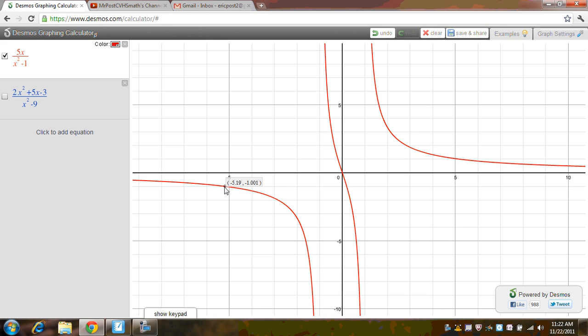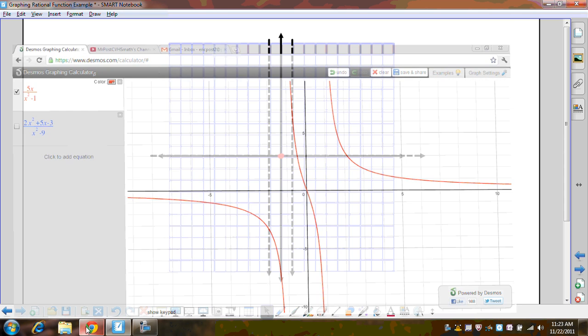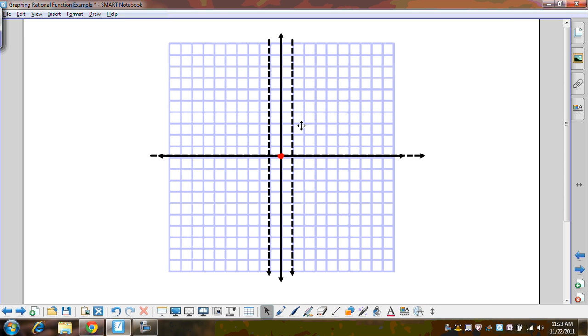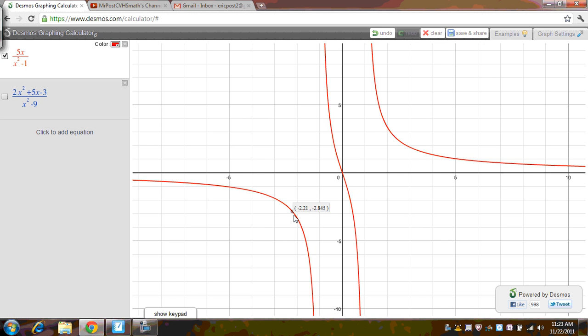So I've already taken a minute to graph this, and what you're seeing right now is the graph of the function 5x over x squared minus 1. And what I'm going to do is basically just drag my mouse along this graph and try to find a few key points. You can see that most of these are not very clean looking, so I'm just going to do as best I can. I have -4 and -1 1/3. So let me plot that.